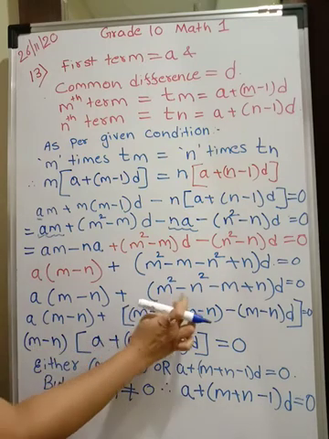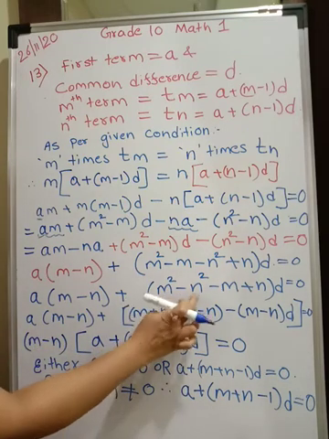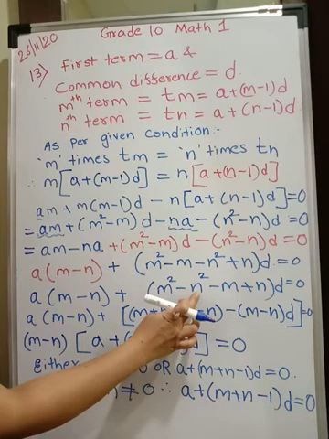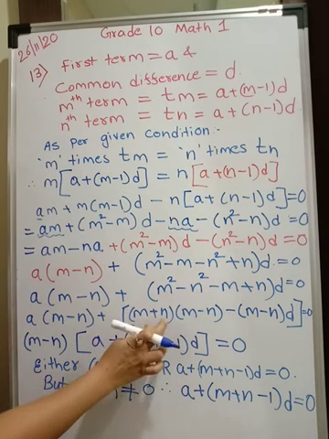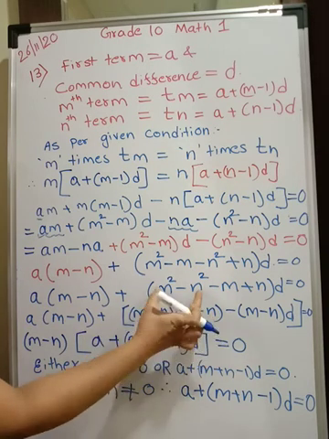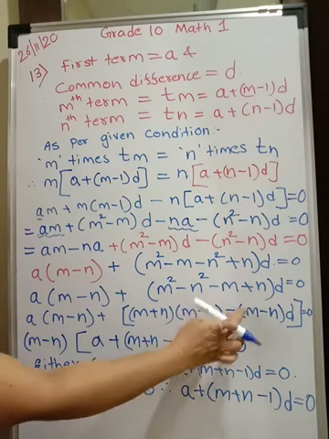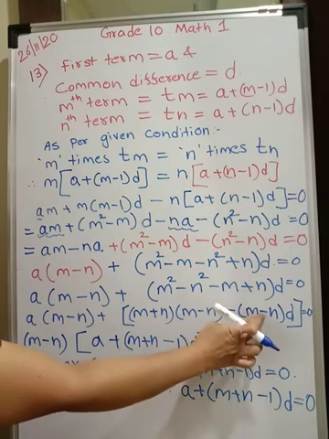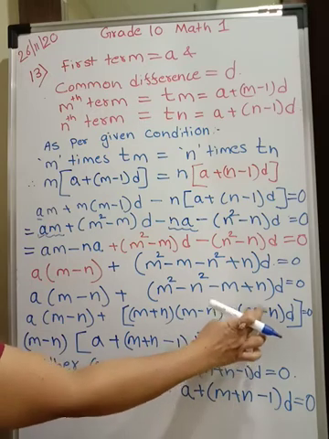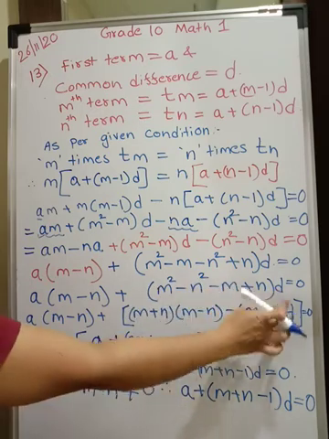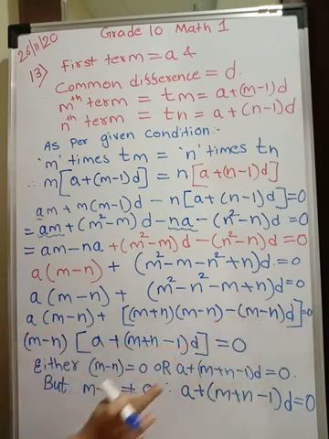Okay, now m square minus n square, this is a square minus b square. What is a square minus b square? A plus b into a minus b. So this is over here. Minus side I have taken outside, so inside it remains m minus n, because minus into minus will be plus, and this d remains as it is over here.